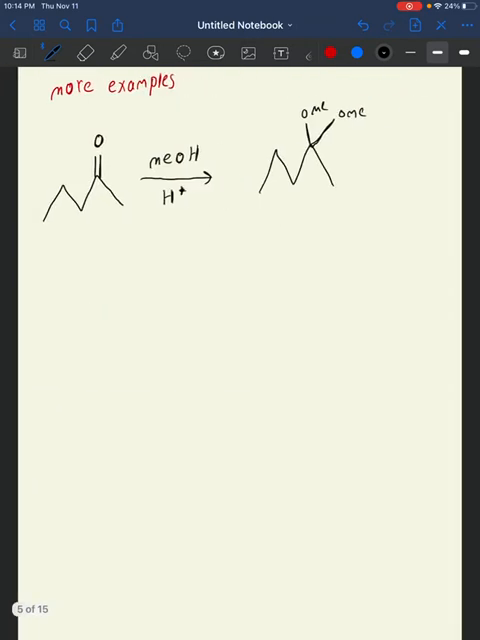Actually, you know what? I will show you the mechanism, because it is slightly different. I don't want anyone to be lost, so I am going to show you the mechanism. My apologies.